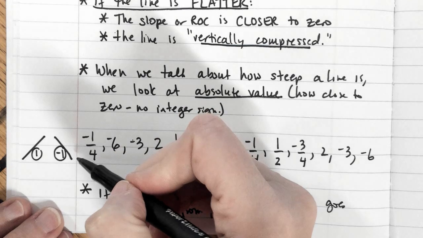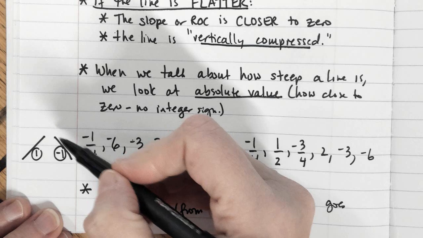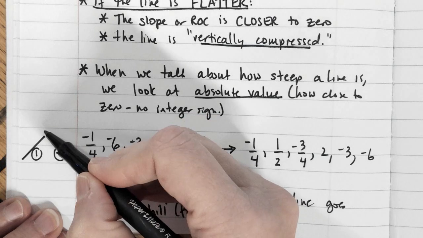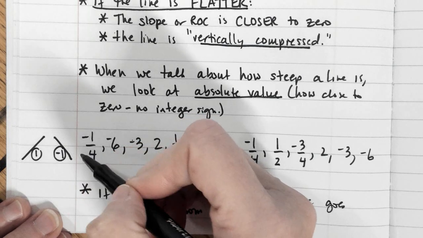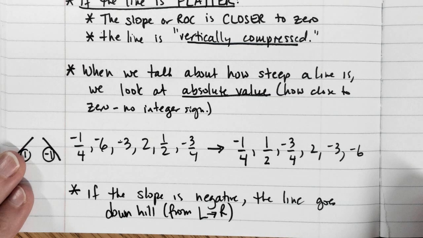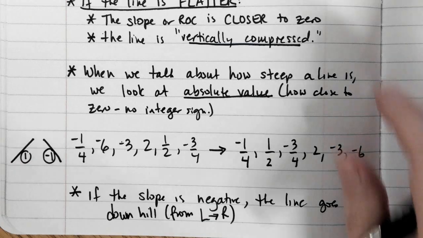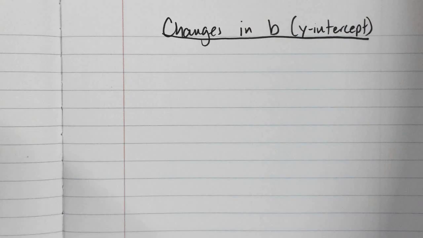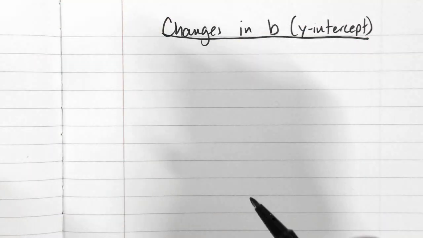If I decided to walk up this hill this way, it would be equally as difficult as if I walked up this hill. The only thing is, this one's going uphill and that one's going downhill. So the sign doesn't necessarily matter when I'm talking about steepness. Okay? All right. Changes in y-intercept are actually a lot easier. They're a lot quicker because there's really less to talk about.